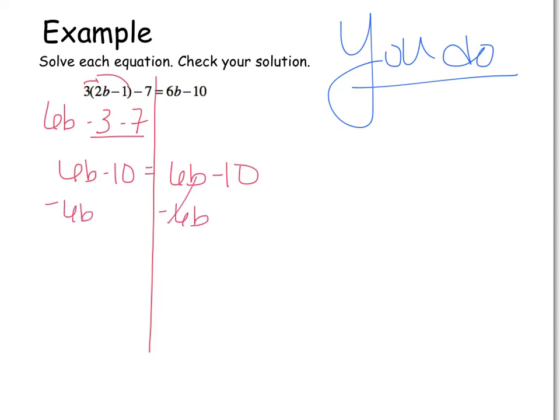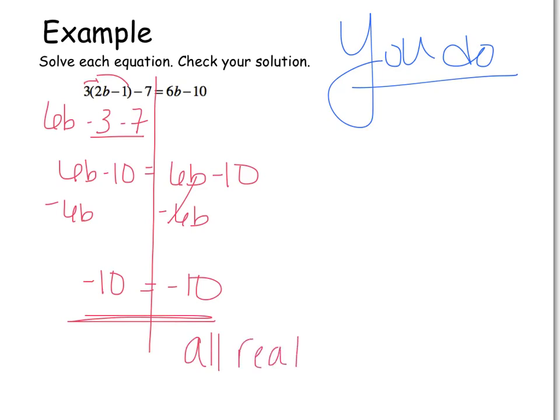And it cancels on the right, but also 6b minus 6b, well, doesn't that cancel as well? So that eliminates that variable. And I get down to the bottom and I have negative 10 equals negative 10. Well, don't those equal the exact same thing? So my answer to this problem is all real numbers. Every number that you could possibly think of, when you plug into b, it will always work.